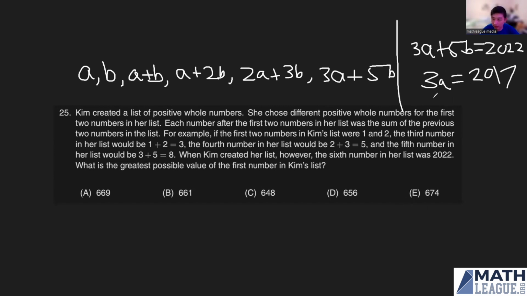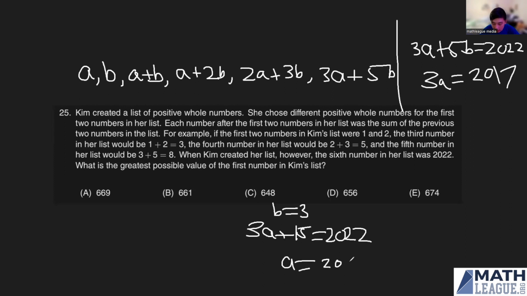that works because we'll get, I'll do it on the bottom here, 3A, and then we're letting B be 3, by the way. So 3A plus 15 is equal to 2022. And then if we just solve this linear equation for A, we subtract 15 on both sides, and then we divide by 3, we'll get A is equal to 2007 divided by 3. And then if we work this out, I think we should get 669 as our answer.